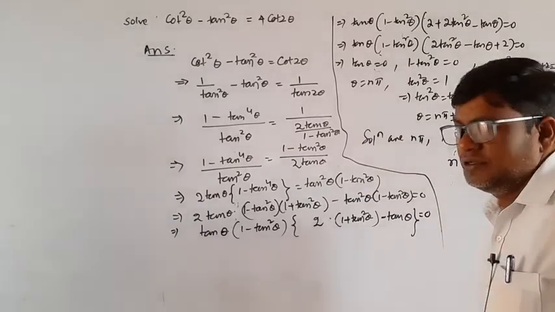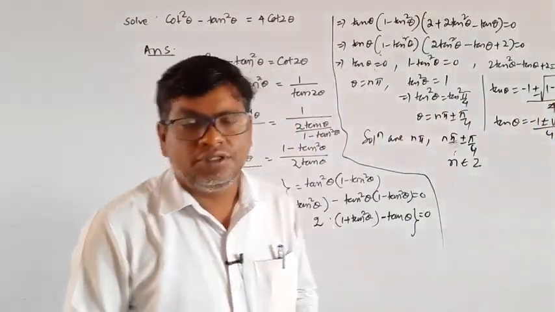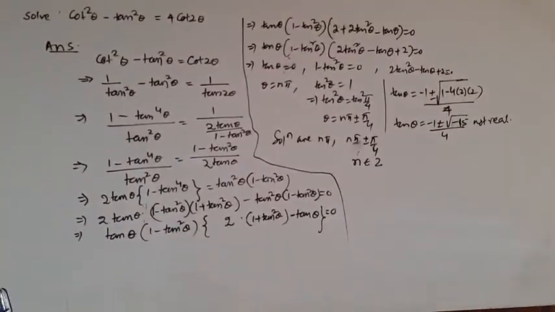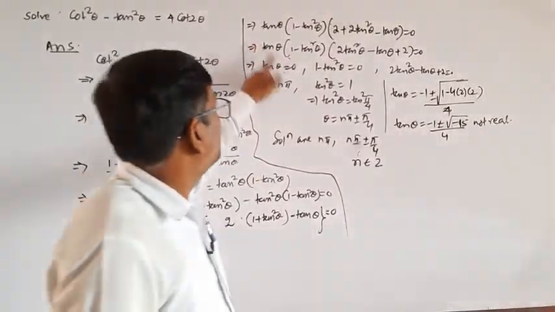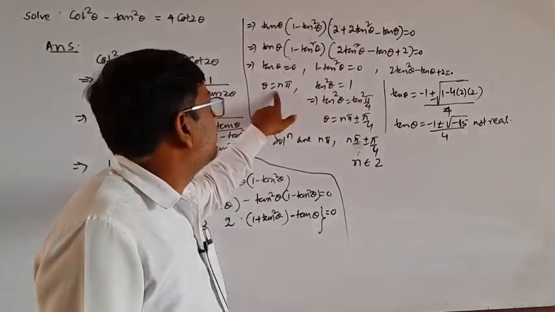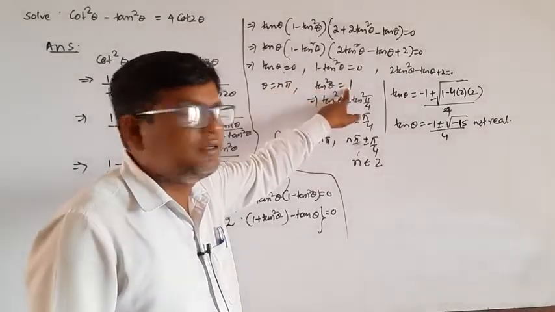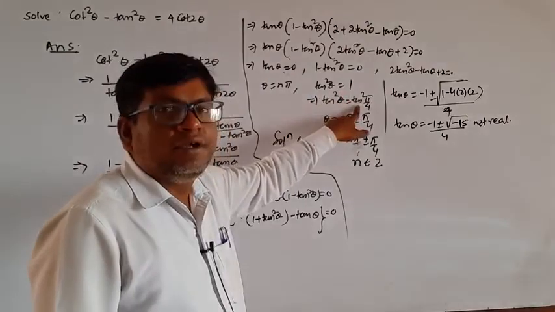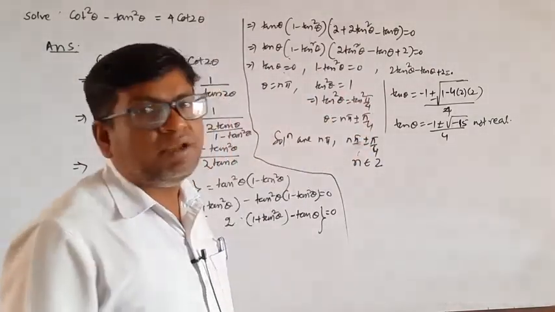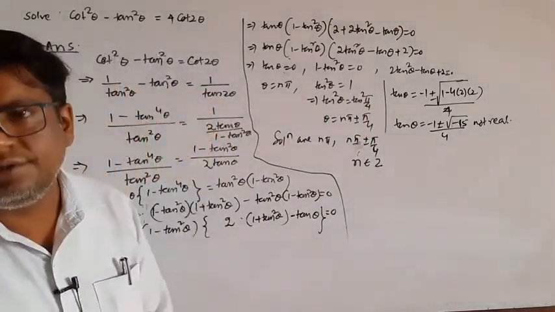This is the solution. So here, tan theta equal to 0, 1 minus tan square theta equal to 0, and the quadratic factor equal to 0. Tan theta equal to 0 gives theta equal to n pi. Tan square theta equal to 1 means we can write 1 as tan square alpha, and using the formula n pi plus or minus alpha, alpha is pi by 4.